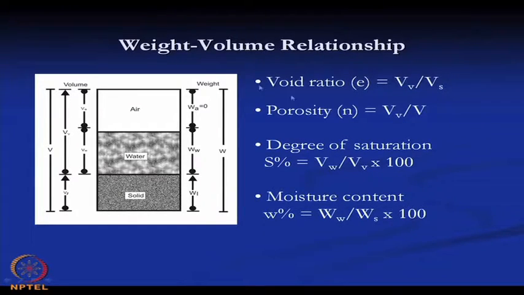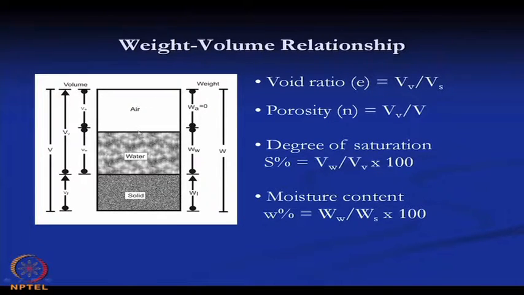From this graph we can say that if it is a totally saturated soil, that means all the voids are filled with water, then this system becomes a two phase system, solid and water only, because there will be no air. Similarly, if the soil is completely dry, then the total void will be filled by air, so that will also become a two phase system, because there will be no water.